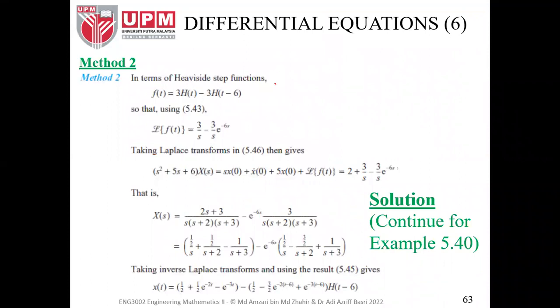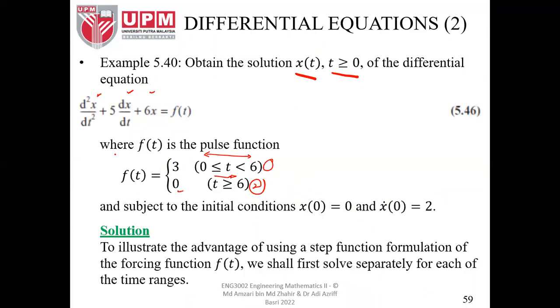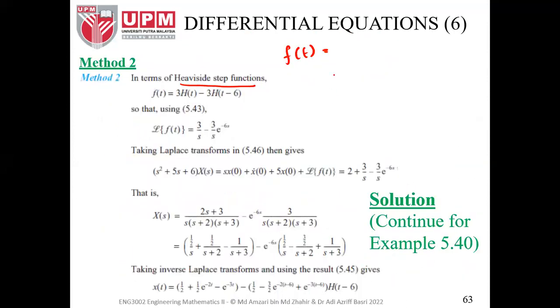Okay, here is the second method. You can use the Heaviside step function method. So we know that ft is our main function. ft is 3 when t is 0 to 6, and 0 when t is above 6. So this is your function.